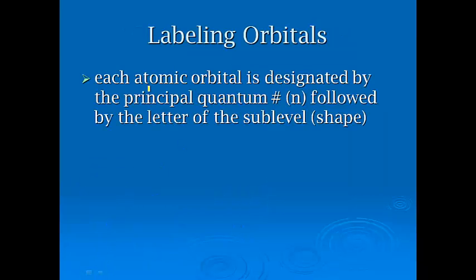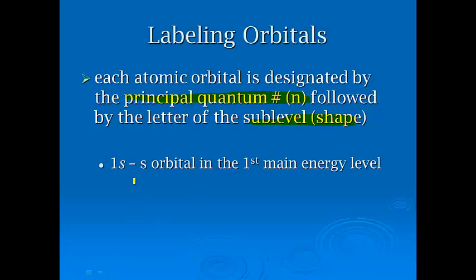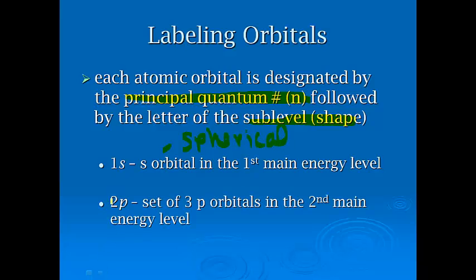Each atomic orbital is typically designated by the first two quantum numbers, the principal and the angular. So what's the principal quantum number and what shape is it? For example, a 1s orbital is an S-shaped orbital, which is spherical, in the first main energy level. A 2p is a set of 3 p orbitals in the second main energy level. And remember, the p orbitals are dumbbell shaped.